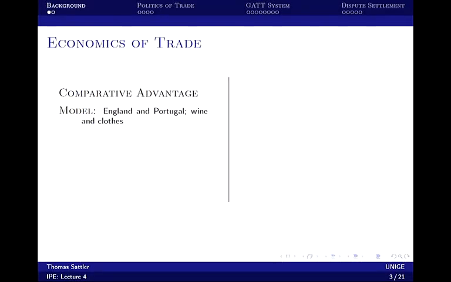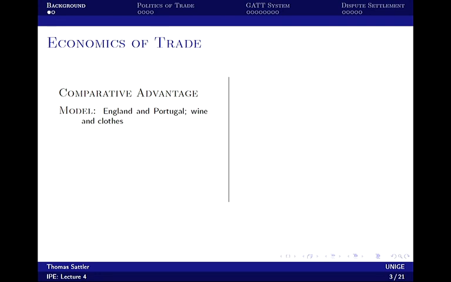So let's go back to the economics of trade, and you probably know this, or you should know this, from your course on international economics. The models of the economics of trade make a strong case in favor of opening up economies for international exchange. And this idea of comparative advantage goes back to David Ricardo.